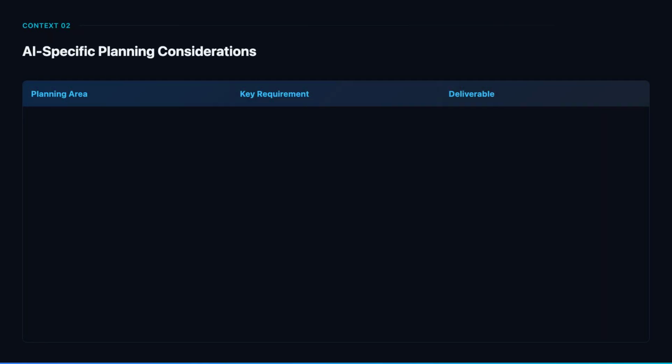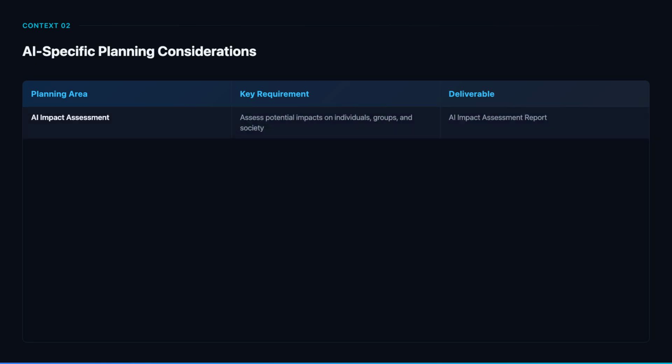ISO 42001 introduces several planning requirements that are unique to AI systems. Let's review the key areas you need to address. The AI impact assessment requires you to evaluate how your AI systems may affect individuals, specific groups, and society at large. This produces an AI impact assessment report that documents potential harms and mitigations. The AI risk assessment goes beyond traditional risk methods to address AI-specific risks like algorithmic bias, model drift, lack of explainability, and opacity. The output is an AI risk register tailored to your AI portfolio.